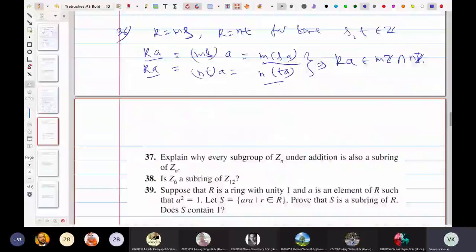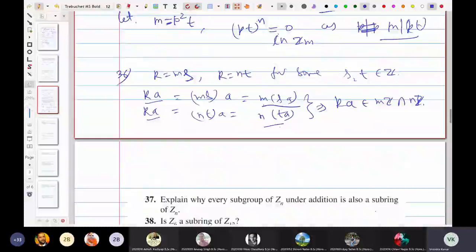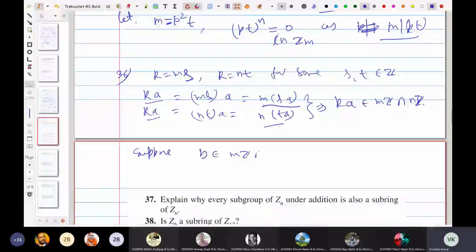For the other way, suppose b belongs to mZ intersection nZ. So it means that b is going to be a common multiple of m and n both. So b belongs to kZ, where k is the least common multiple of these m and n.